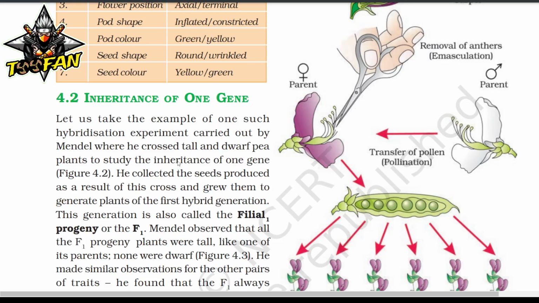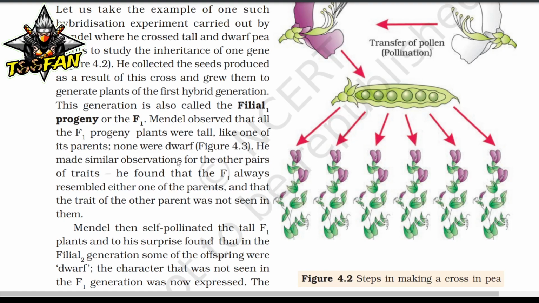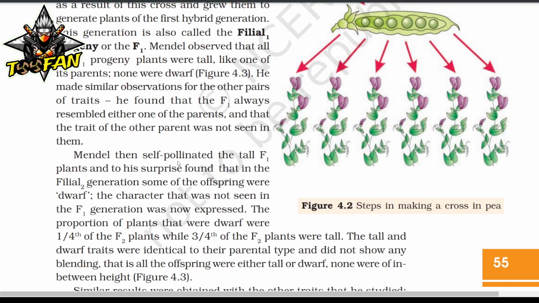He made similar observations for the other pairs of traits. He found that F1 always resembled either one of the parents and that the trait of the other parent was not seen in them. Mendel then self-pollinated the tall F1 plants and, to his surprise, found in the filial 2, or F2, generation that some of the offspring were dwarf. The character that was not seen in the F1 generation was now expressed.